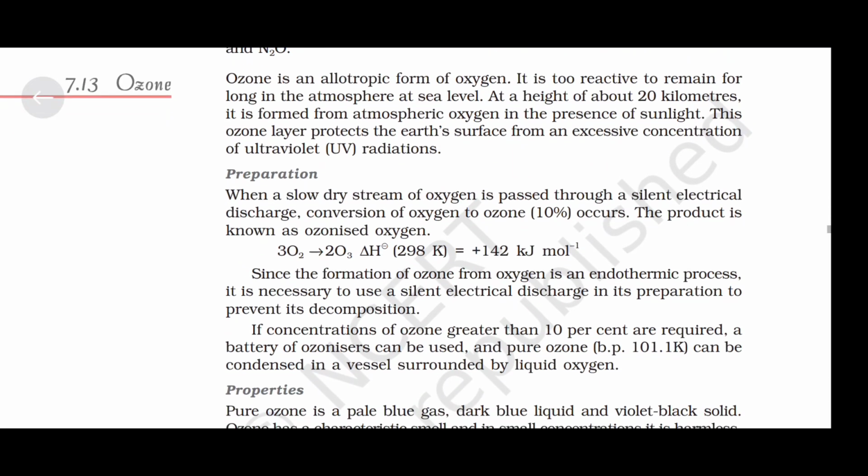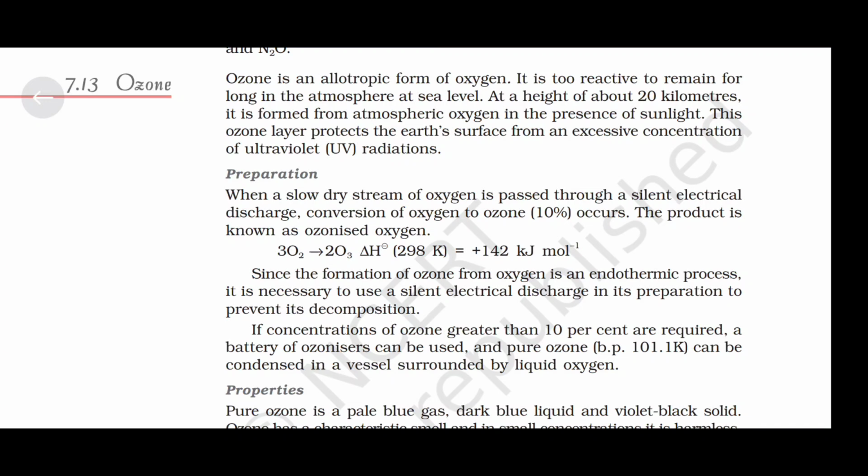Ozone. Ozone is an allotropic form of oxygen. It is too reactive to remain for long in the atmosphere at sea level. At a height of about 20 kilometers, it is formed from the atmospheric oxygen in the presence of sunlight. This ozone layer protects the Earth's surface from an excessive concentration of ultraviolet UV radiations.